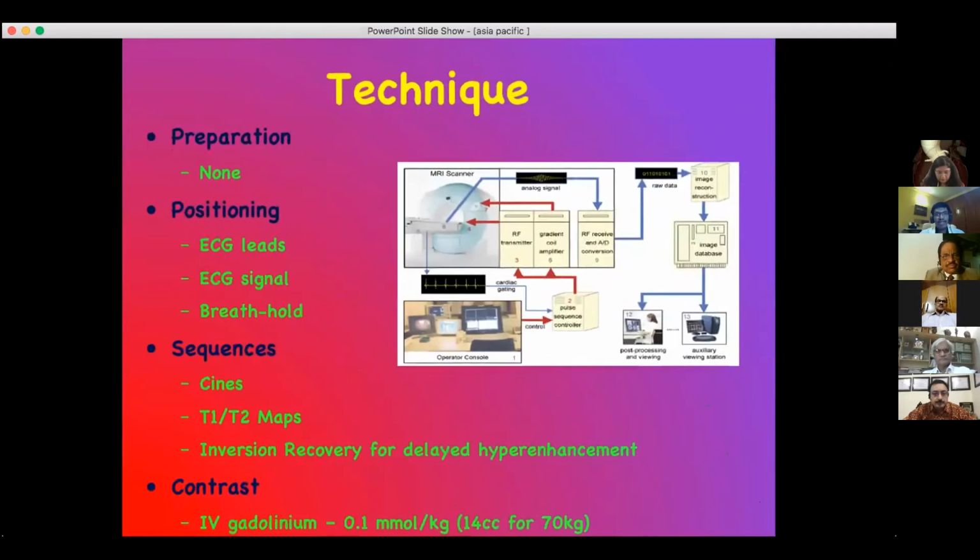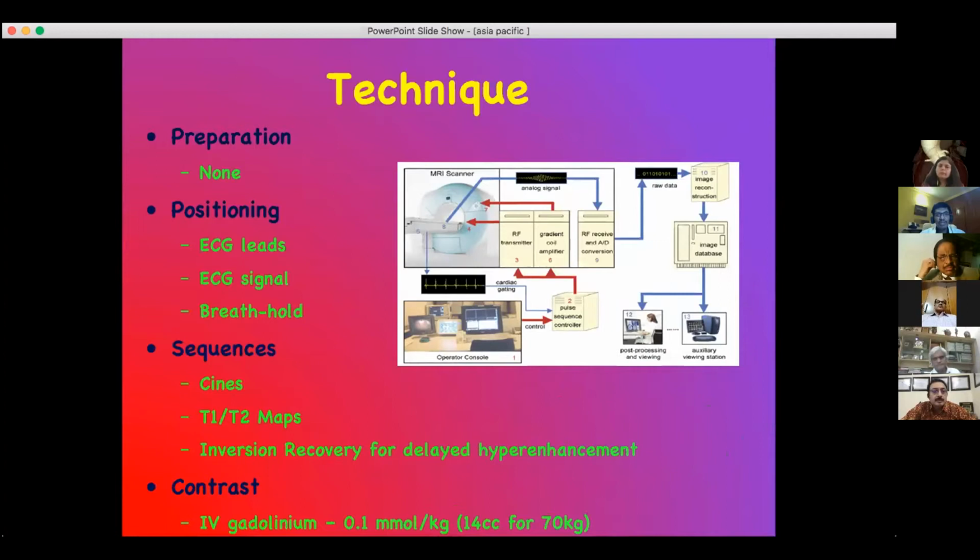As for the technique, the preparation is actually none. Patients can come in, fasting is not required. As long as the GFR is above 45 mLs, there is no problem. There is no special preparation like a PET scan, and sugars don't have to be controlled. So it's a very doable technique, and it can be done very quickly.